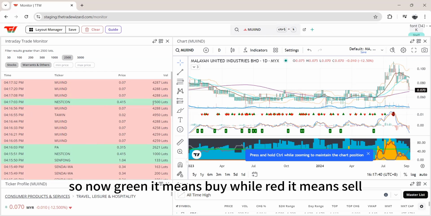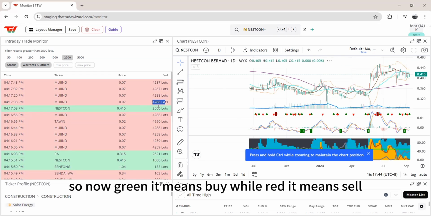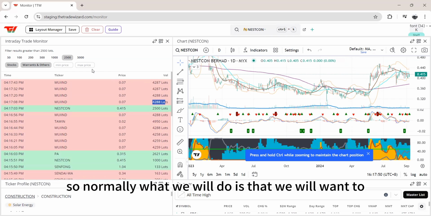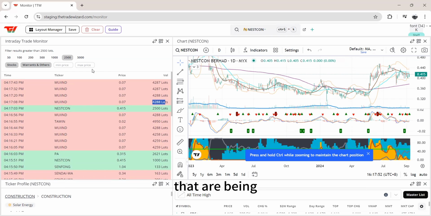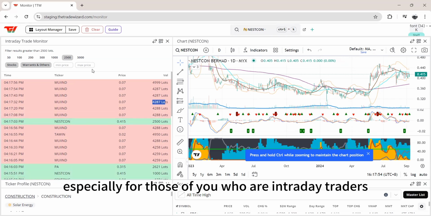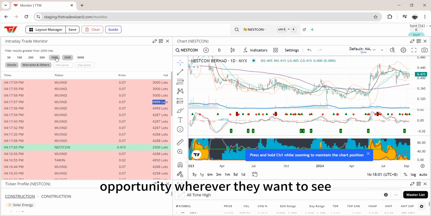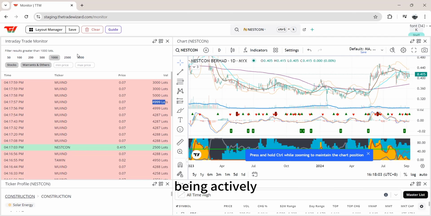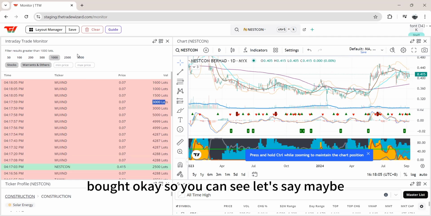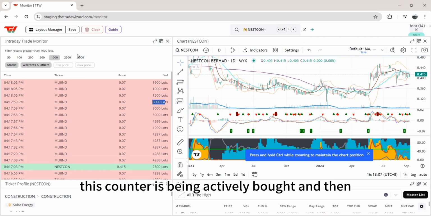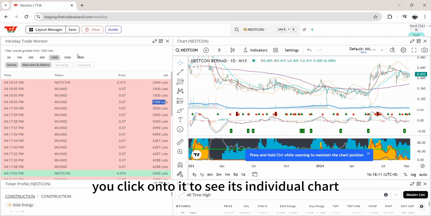So now, green means buy, okay, while red means sell. So normally what we will do is that we will want to look into stocks that are currently being bought, especially for those of you who are intraday traders. Okay, by the way, this is normally used by intraday traders to look for opportunities, whereby they want to see which stock is currently being actively bought. Okay, so you can see, let's say maybe this counter is being actively bought, and then you click onto it to see its individual chart and whether you want to trade it or not.